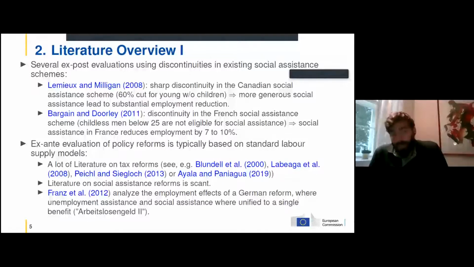There's one paper that is probably similar to what we are doing, which is Fuest and others in 2012, and they analyze a reform in Germany where unemployment assistance and social assistance were unified into a single benefit, and they looked at the potential labor supply impacts of such a reform.